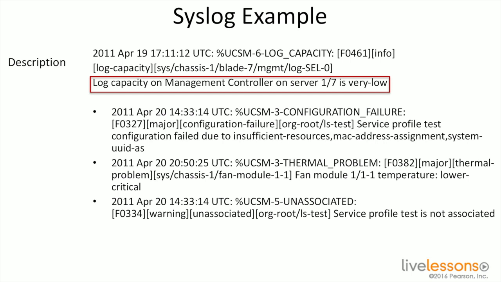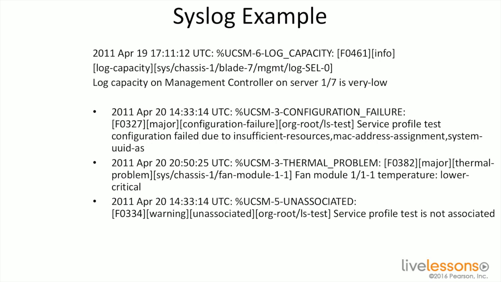So log capacity on management controller on server 1/7 is very low. So that's saying that, hey, this isn't a critical error yet, but look, you're going to end up having some problems. Just understand we've got an issue with the log capacity of this management controller. So hopefully that helps you to better understand how Syslog works. And as you can see, there's other examples of messages underneath there. But the bottom line is all Syslog messages are going to be constructed in a very similar format.